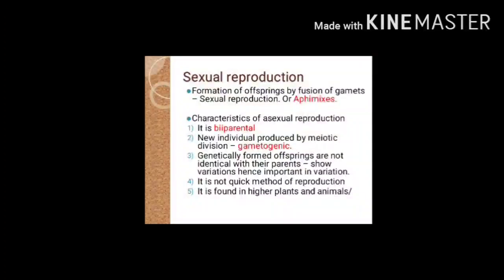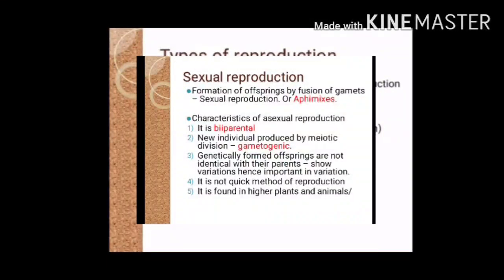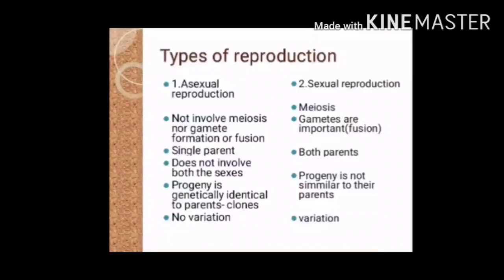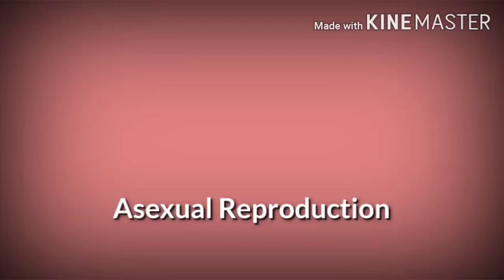Next point: whatever offspring are produced, these offspring are not identical with each other. These offspring are not identical with their parents, so they are dissimilar. They are genetically dissimilar also, meaning variation is there. So this is one of the points included here. These are the distinguishing points between asexual reproduction and sexual reproduction. Now see the example of sexual reproduction that takes place in various animals as well as human beings.